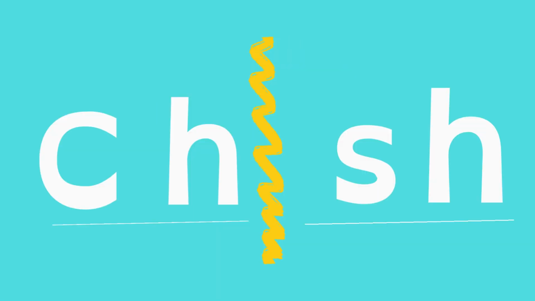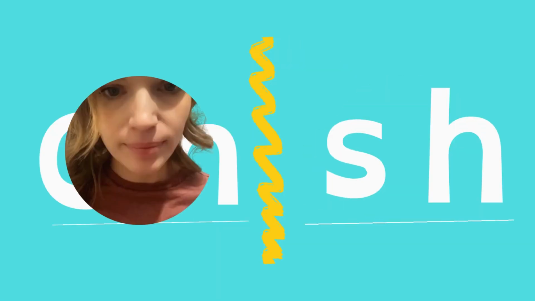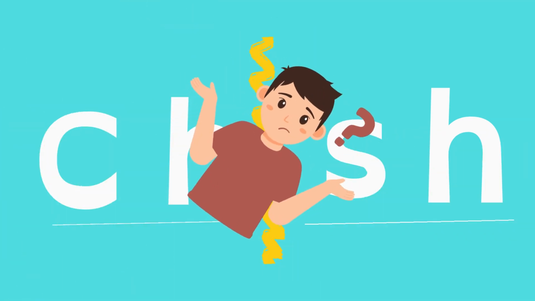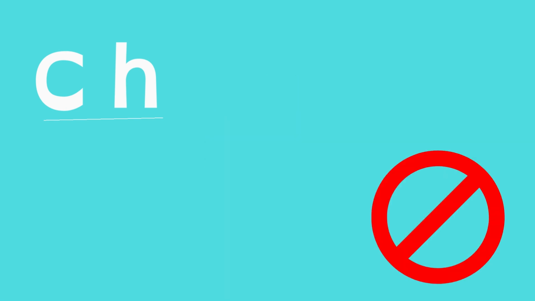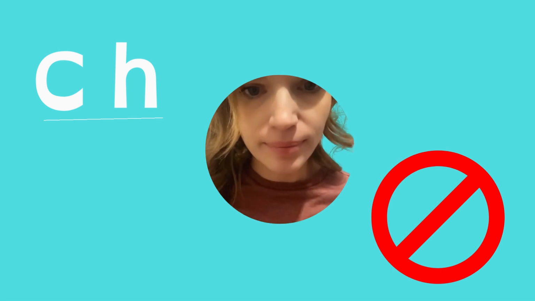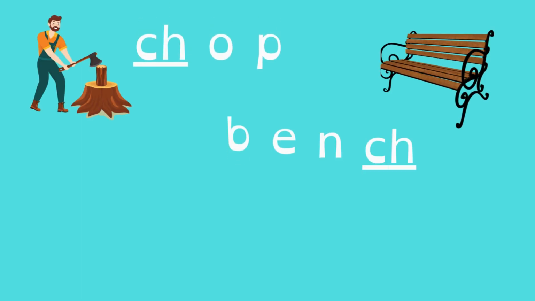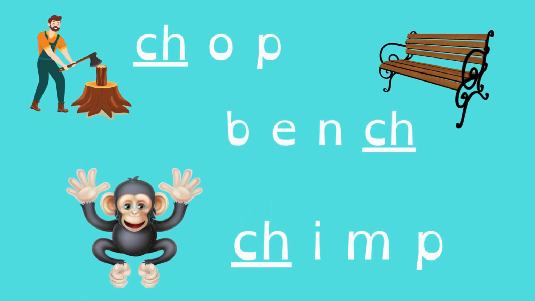CH and SH, sh, and ch, often get confused. CH is very fast, like in chop, chop the wood. It's fast, ch, and the sound stops quickly at the end. Ch, like in the words chop, bench, chimp.